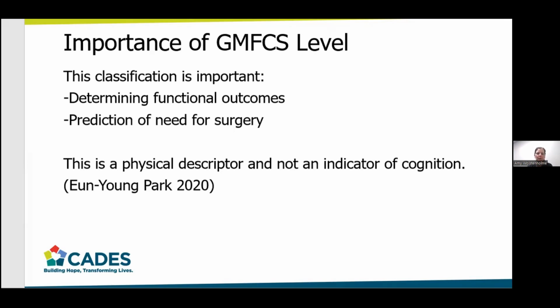The importance of knowing the GMFCS level is that it helps to predict functional abilities as well as the potential need for surgery. Levels 1 and 2 have a lower risk of need for surgery, as weight bearing and walking helps the hips to develop. Levels 3 through 5 are at higher risk because despite interventions such as standers and gait trainers, as well as short distance ambulation, the hips are at higher risk for displacement.